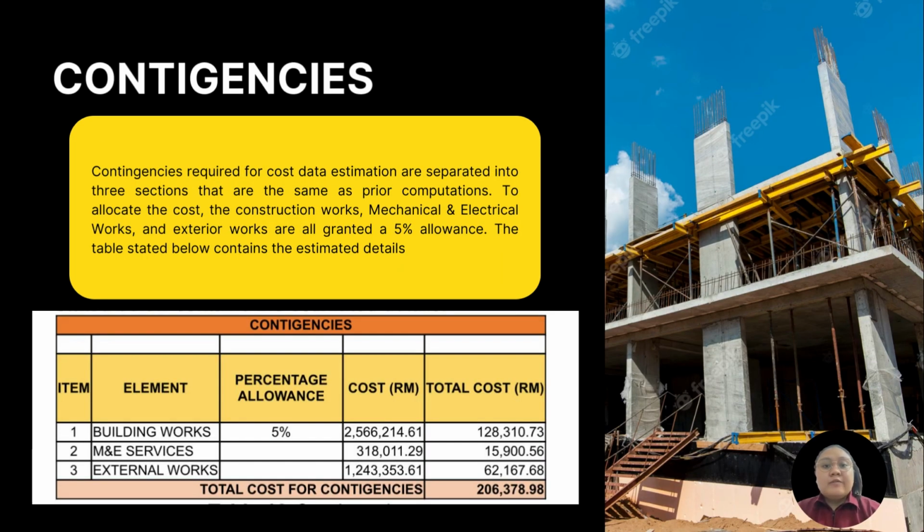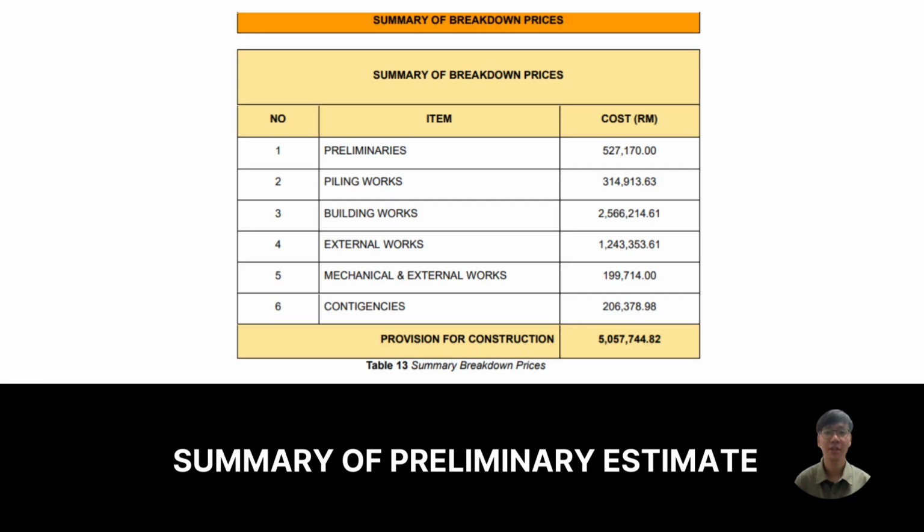Contingency required for cost data estimation is spread into three sections that are the same as the prior computation to allow for the cost. The construction work, mechanical and electrical works and all exterior works are all granted a 5% allowance. The table below contains the estimate. This table shows the summary breakdown prices of the proposed project.